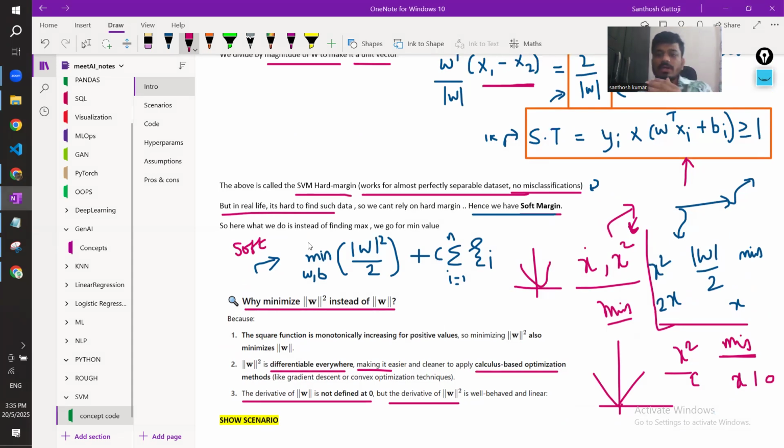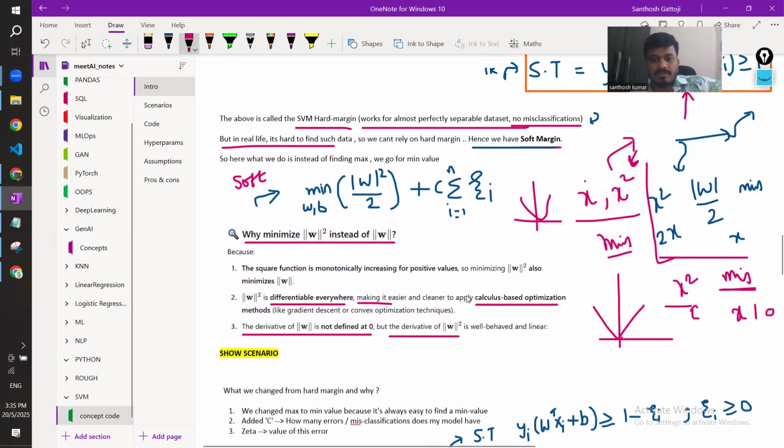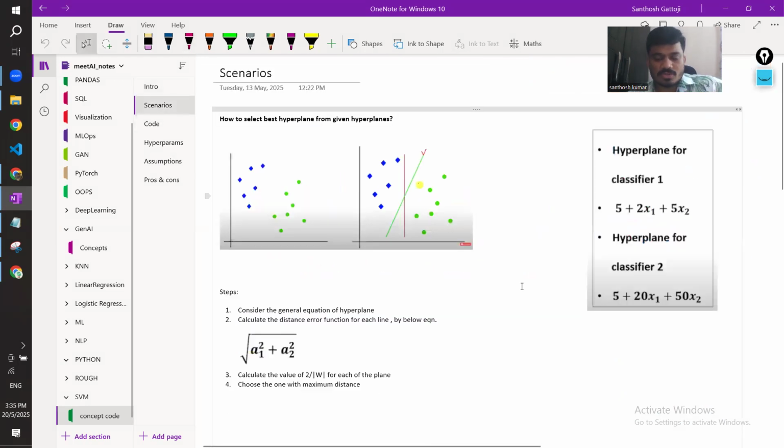That means we are assuming that there are some misclassifications, because it is hard to find perfectly classified data. So here we are saying it's okay to have a little bit of misclassification. But how much, how far, is the question. We will see that, but before that, I'll just show you one scenario just to make the concept clear.